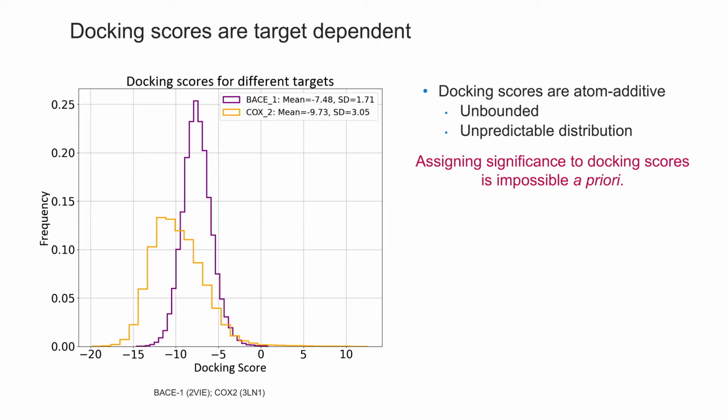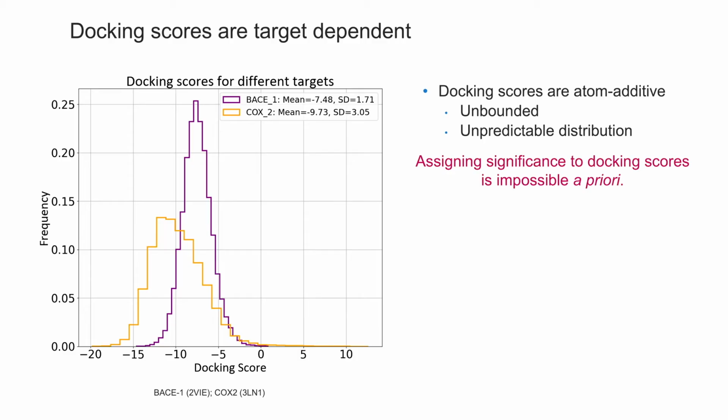Here, BACE1, open, flexible, formally charged residue in the middle. Same set of molecules, about 30,000 molecules from a public database, have very different score distributions in these two different proteins. Very normal for BACE1, skewed with a very wide variance for COX-2.